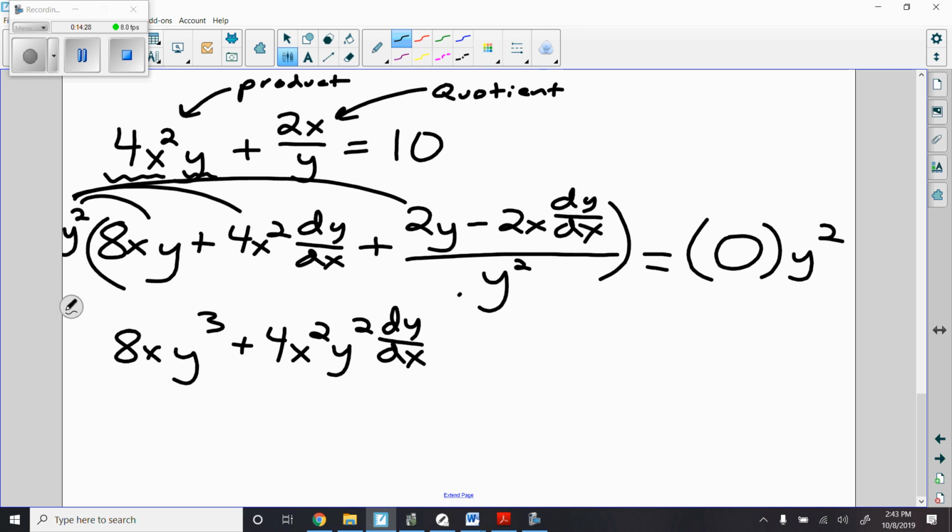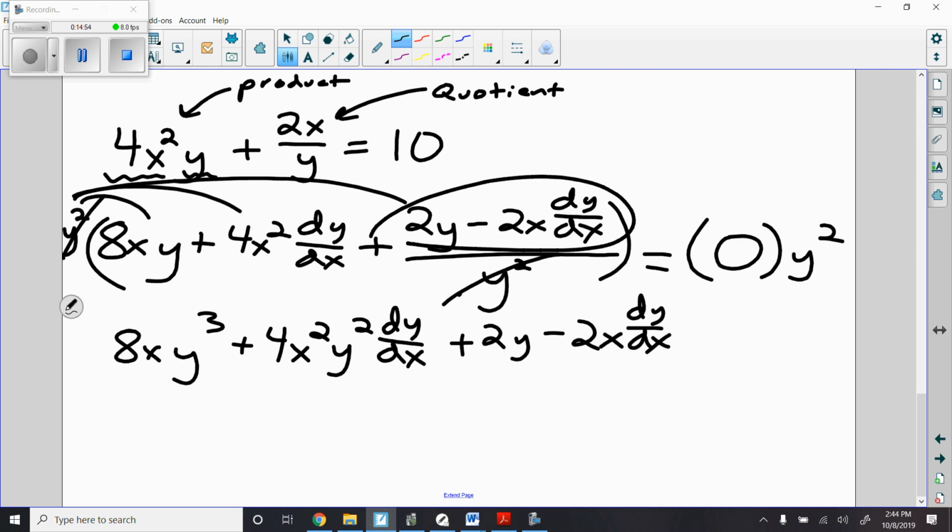By the way, in terms of the order you write, I always put coefficients first, then x's, then y's, then dy/dx's. And then multiplying that y squared by the big fraction over there is just going to cancel the y squareds, and it's going to leave it as plus 2y minus 2x dy/dx. So in a sense, this and this are canceling, so I just write the numerator in there. Equals, 0 times anything is 0, so we get 0 on this.